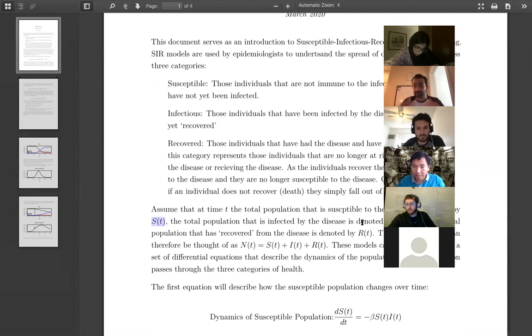The actual number, like 10 million, 20 million. Okay, the number of people that are infected by the disease we're going to denote by I of t. And the total people that have recovered from the disease, we're going to denote by R of t. If those are the 3 categories of our population, then the total population at time t is going to be N of t, which is going to be S of t plus I of t plus R of t.